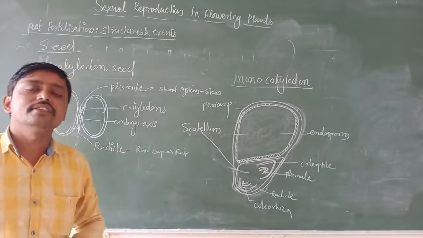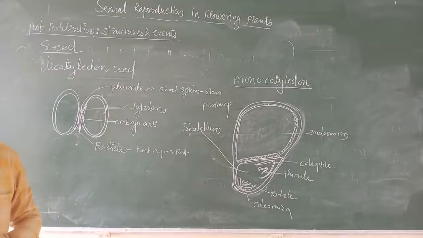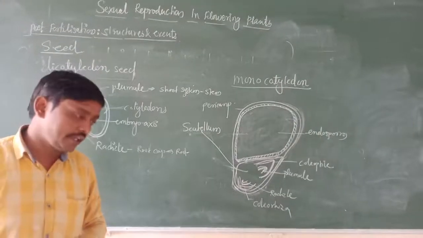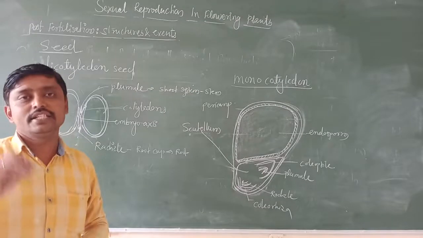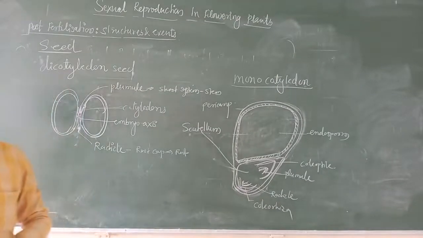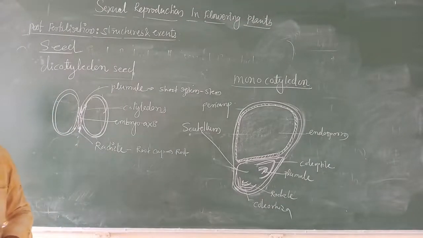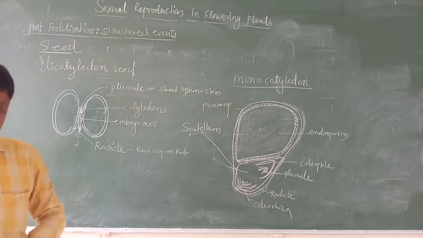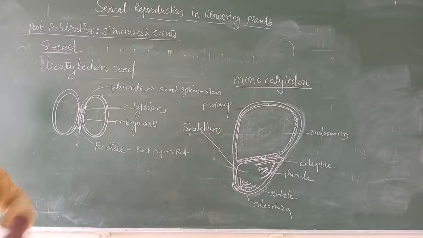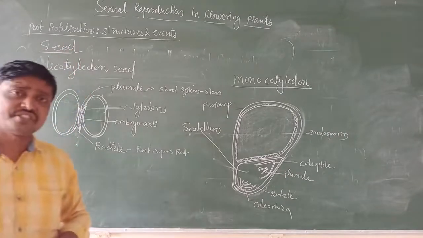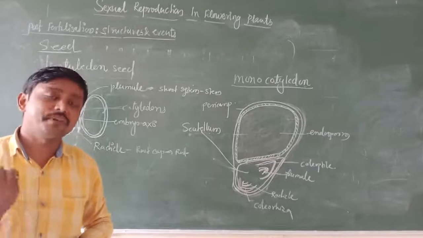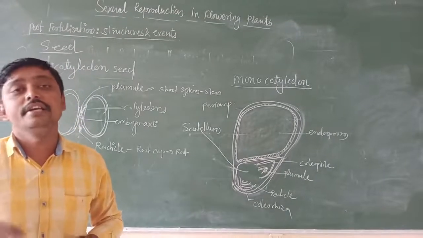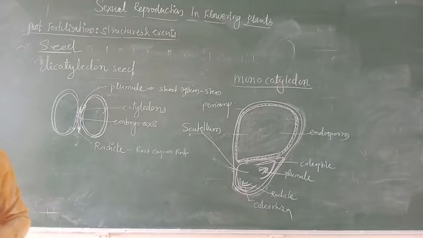Non-albuminous seeds, in the sense, do not retain any endosperm. The endosperm is completely consumed during embryonic development. Albuminous seeds retain some part of the endosperm, which is not completely consumed by the embryo during development. Sometimes seeds retain some part of the nucellus cells. Those seeds are called perisperm.